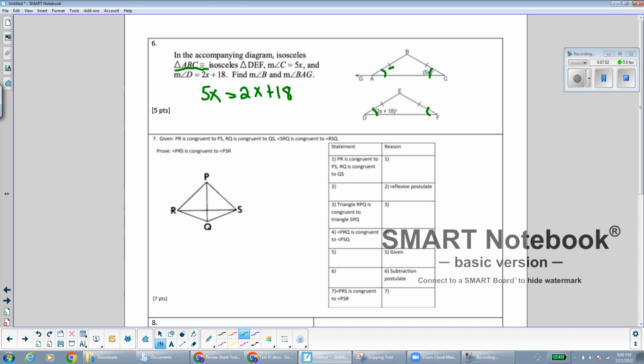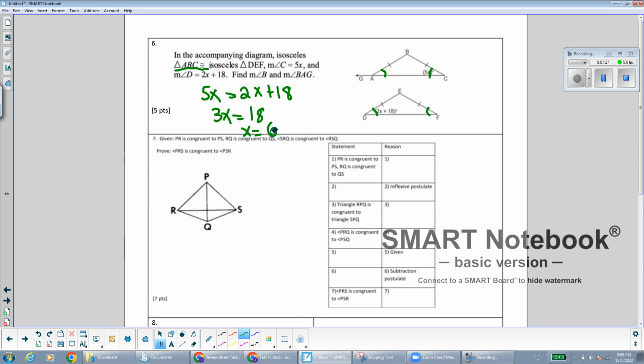Some people were trying to set an equation like 5x plus x is equal to 180. It doesn't work because you don't know that this angle is 5 times as large as this one. So we can't just make that up. I just want to put that out there, why that doesn't work. Subtract 2x from both sides. 3x is equal to 18. So we have x is equal to 6.